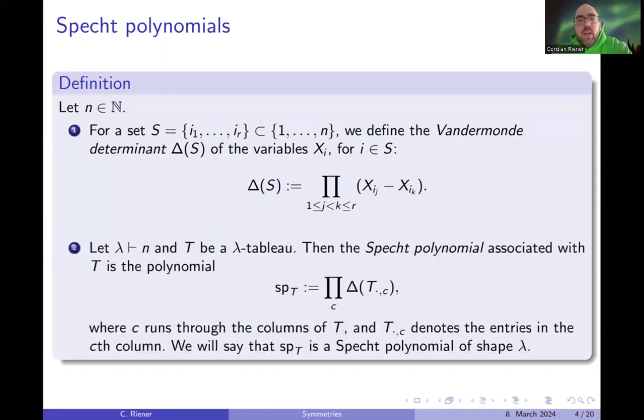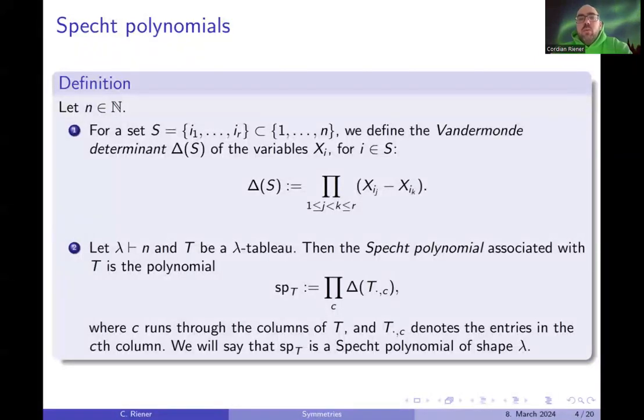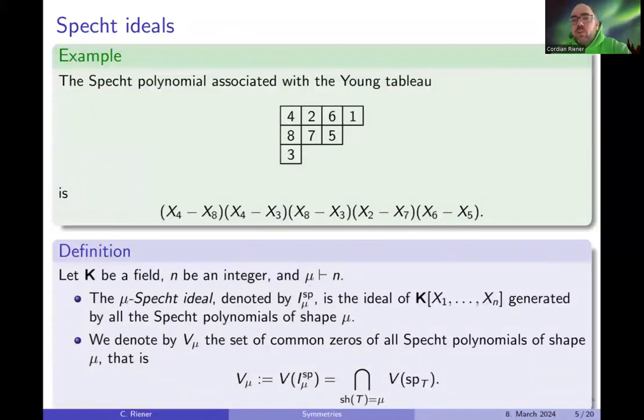Okay. Now, how do we bring our Young tableau into play? Take any Young tableau, then I associate to it a Specht polynomial, by multiplying over the Vandermonde determinants of the columns of this Young tableau. Again, the definition sounds complicated, so let's not spend too much time on it. Let's look at a concrete example.